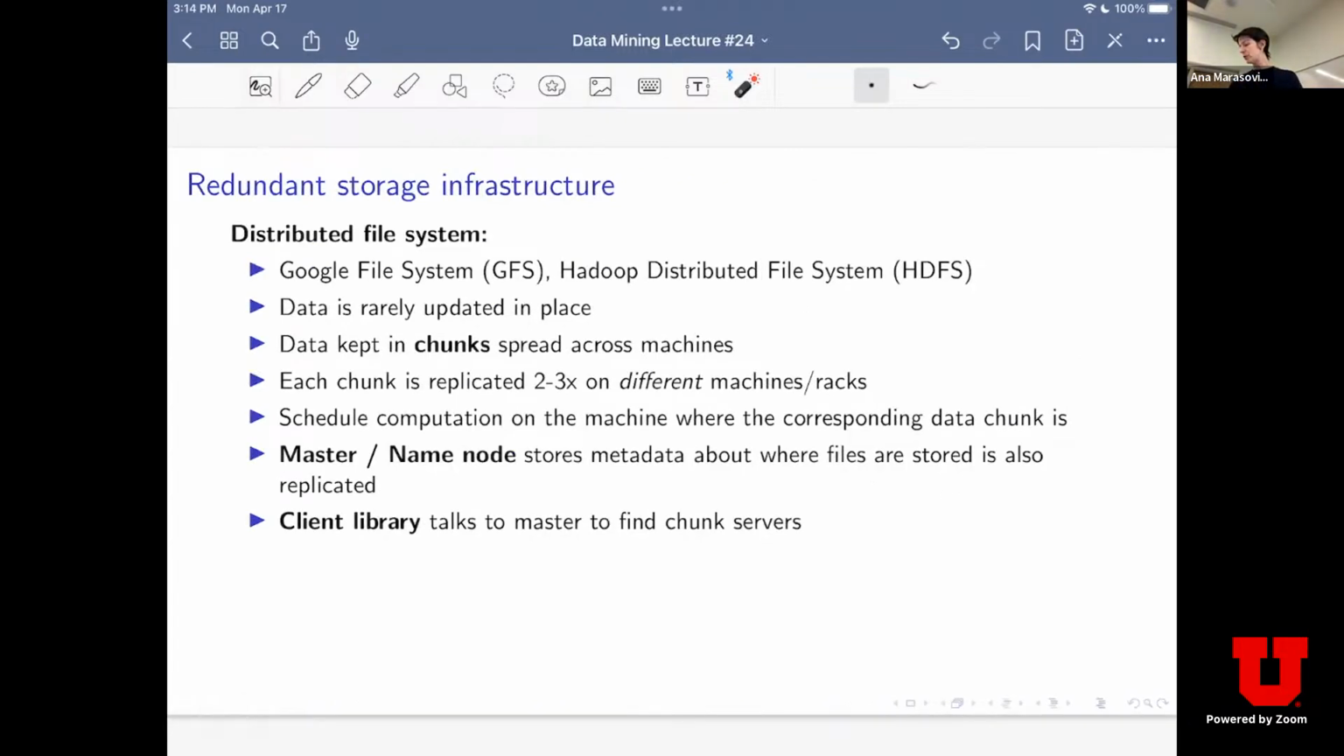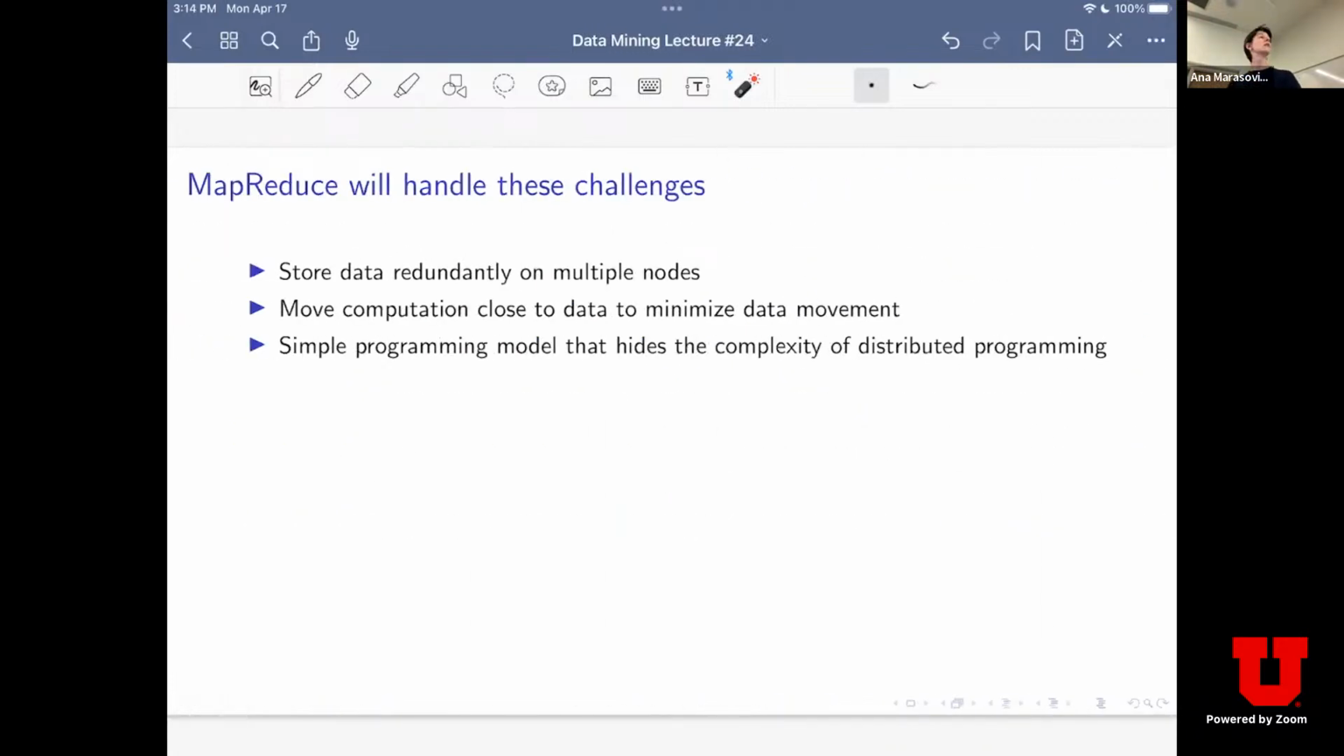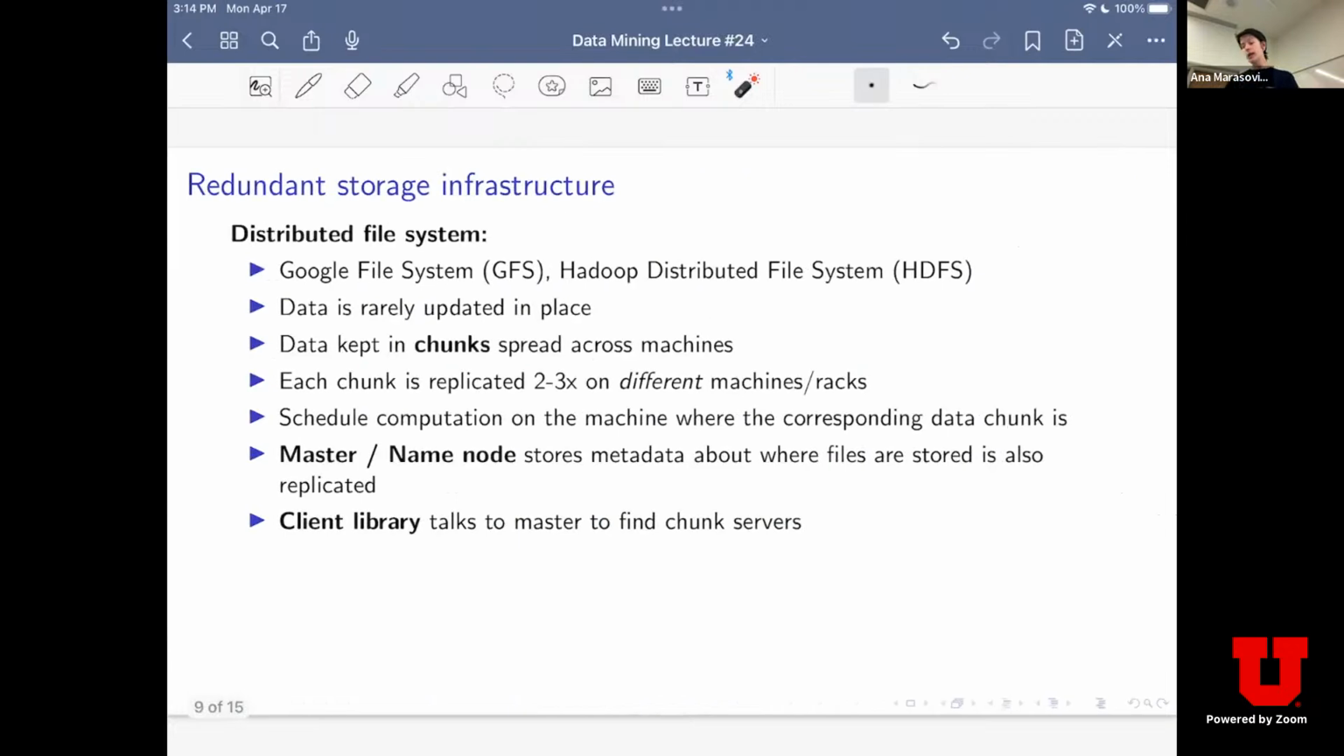So the first step was that we are going to store our data redundantly on multiple nodes. And we're going to do that through something called a distributed file system. Maybe some of you know two of them: Google File System, GFS, or Hadoop Distributed File System, HDFS. The principle behind a distributed file system is that, as I said before, we want our data to be static. We don't want to move it around. And for that, it's also important that our data is rarely updated in place.